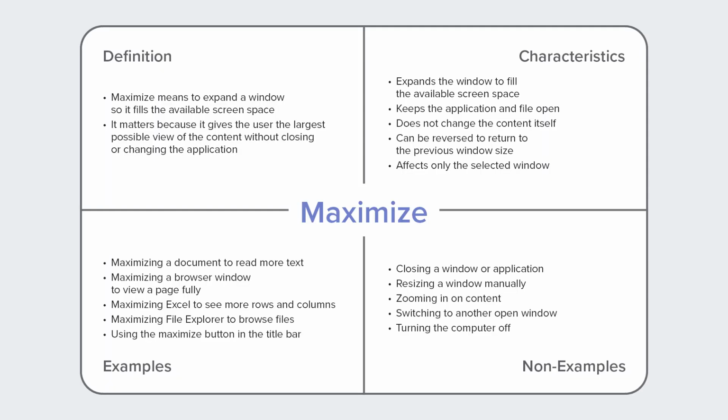You usually see maximize used on application windows such as Word, Excel, or a web browser. It is activated using the Maximize button in the title bar, and it affects only the selected window. This diagram organizes the idea of maximize. Use it as a reference if needed. When a window expands to fill the screen without changing its content, that is maximize.